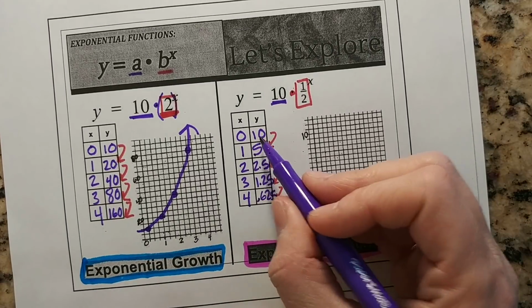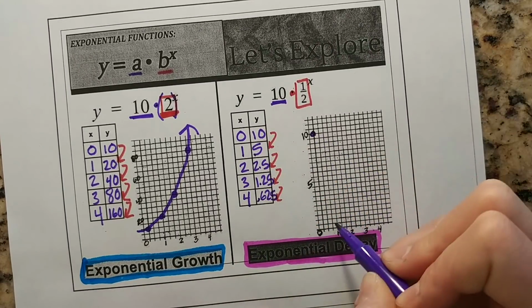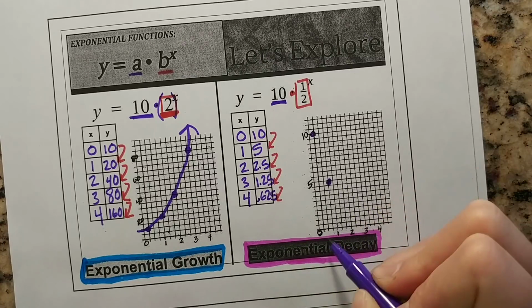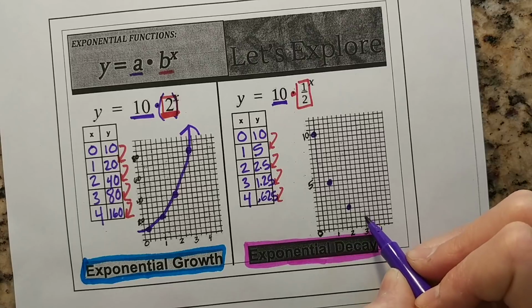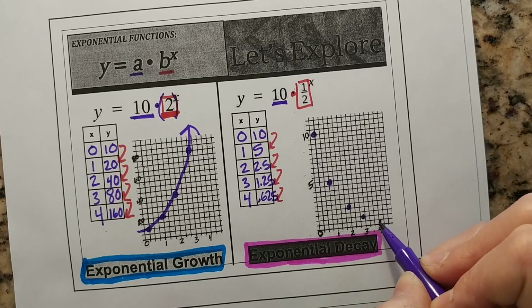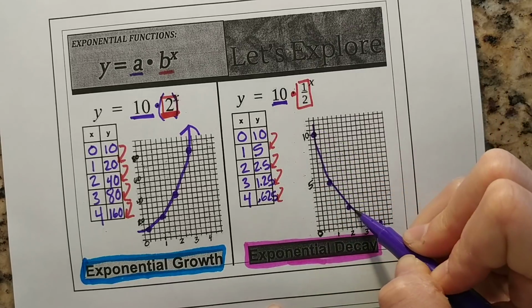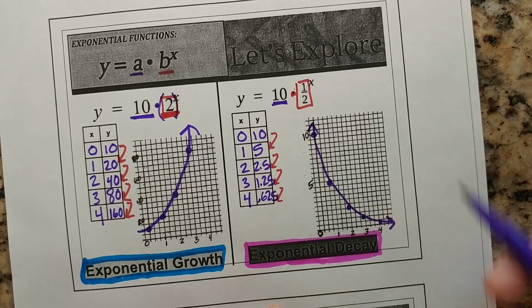Okay, now let's graph it. 0, 10. Over 1 up 5. Over 2 up 2.5. 3, 1.25. So here, if I connect the points, you can see that we have a decay, an exponential decay.